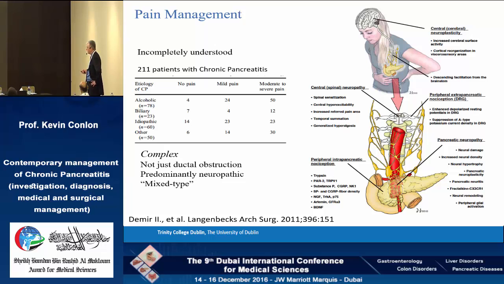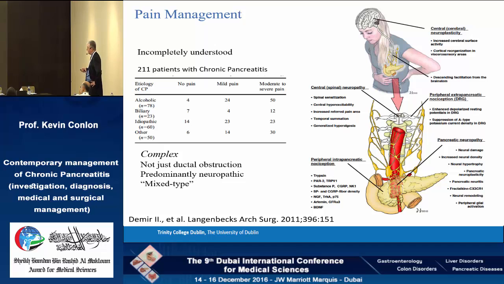And this is now from the German group, 211 patients. What they showed was that if you had 78 patients with alcohol pancreatitis, very few of them had no pain. About a third had mild pain, and two-thirds had moderate to severe pain. If you contrast that in biliary pancreatitis or in idiopathic pancreatitis, the majority of patients either have mild or no pain. And that's very interesting because it's this group of patients that will benefit usually from a surgical procedure because they have dilated ducts. The rest of them, it's very equivocal.